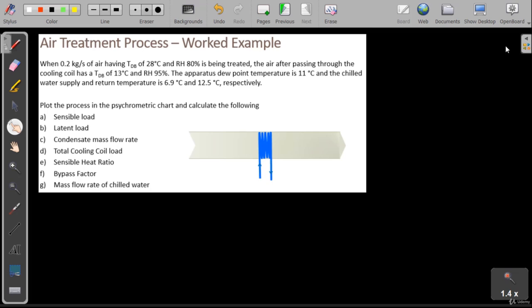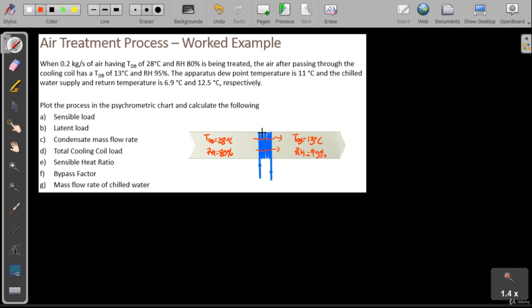Hi, let's look at this work example on the different calculation for the air treatment process. So let's say you have 0.2 kilograms per second of air passing through this particular cooling coil, all right? And before going into the coil, it has a dry bulb temperature of 28 degrees Celsius, and it also has an RH of 80%. And after passing through the coil, the temperature drops to 13 degrees Celsius and the RH becomes 95%.